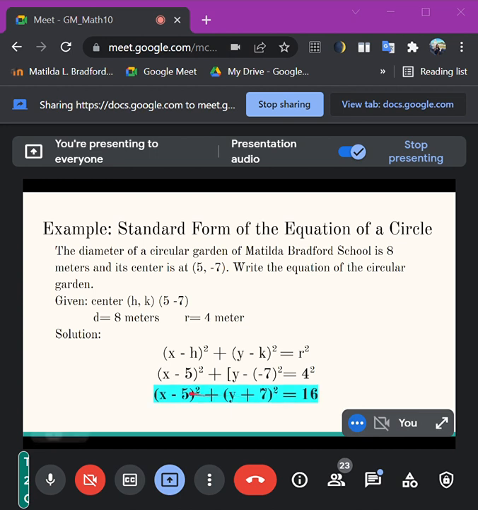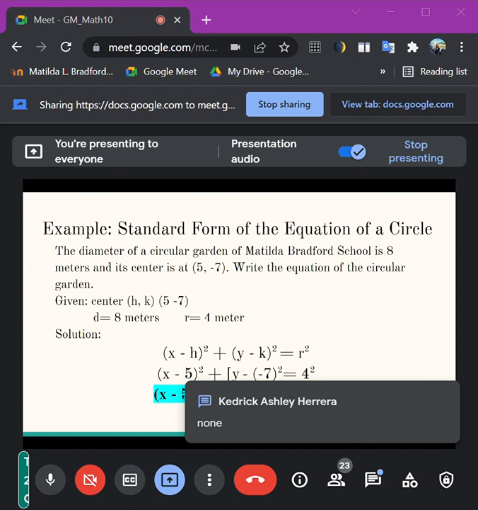Simplify, you will have your final answer as x minus 5 squared plus y plus 7 squared is equal to 16. And that is now your standard form of the equation of a circle. Questions for this example? Okay, none.